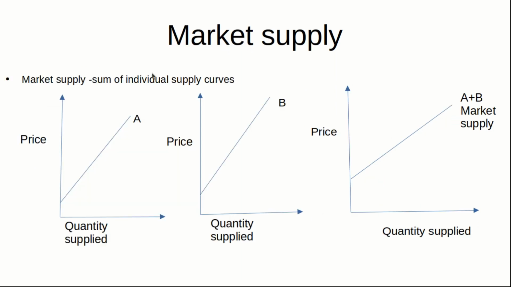Market supply curve. The sum of individual supply curves is your market supply curve. Say in the economy there are only two producers, A and B. Then when we add the supply curves of these producers, we get the A plus B market supply curve. It is flatter as compared to the individual supply curve. Then we move to the next slide.